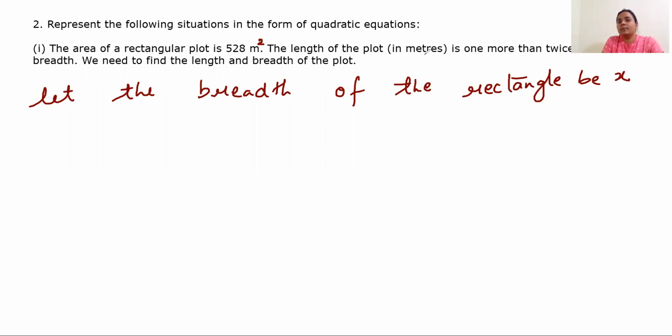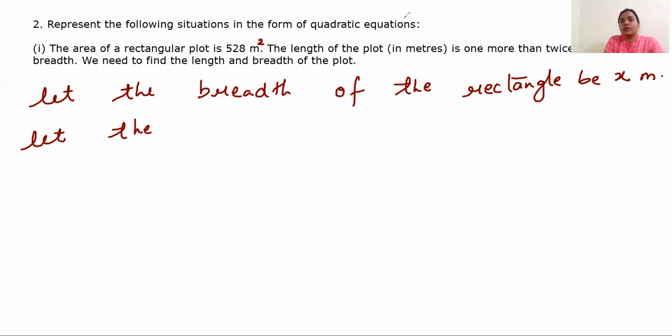It is given already in meters, so we'll write bx meter. Be very careful about the units. If no unit is given, like meter, centimeter, nothing is given, then we can use unit, square unit, cubic unit. We can use like that. But if the units are given, we have to mention that.